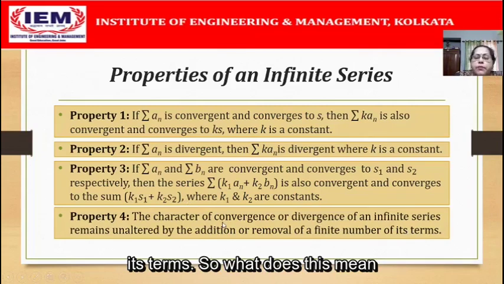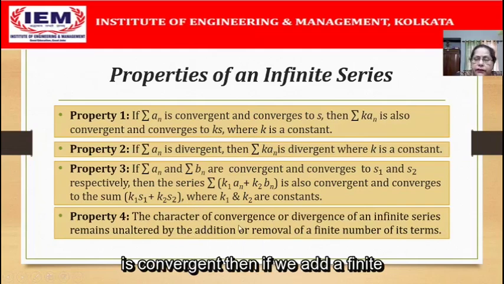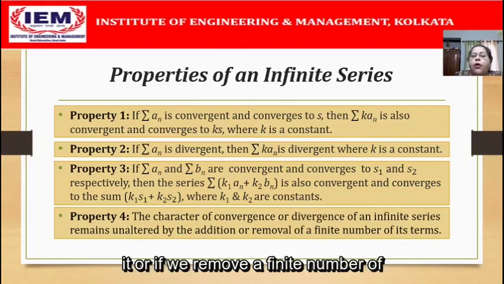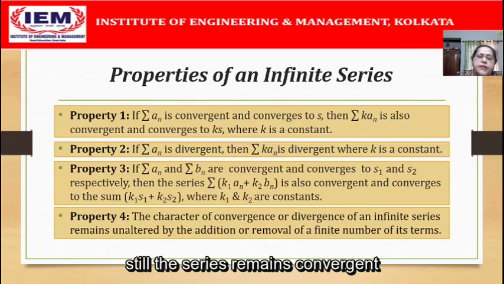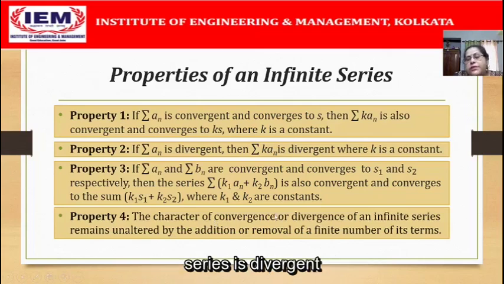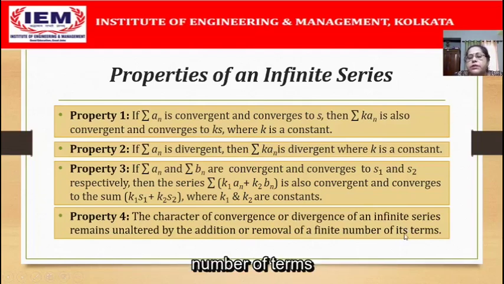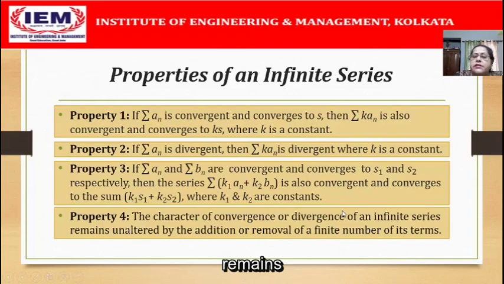So what does this mean? This means that if your series is convergent, then if we add a finite number of terms to it, or if we remove a finite number of terms, still the series remains convergent. On the other hand, if your original series is divergent, then also adding or removal of a finite number of terms does not affect its character. It still remains divergent.